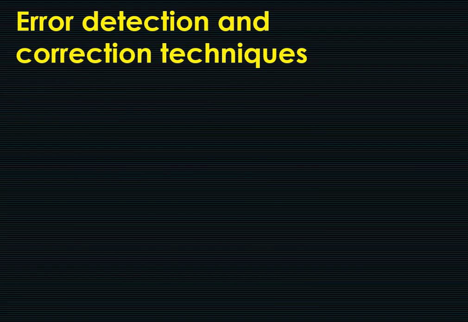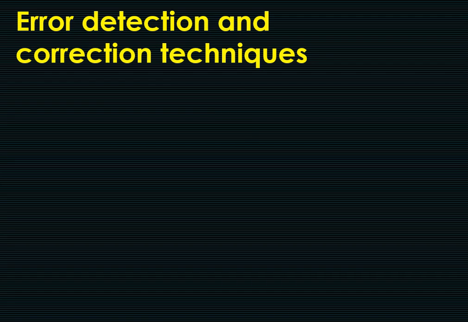Hello students, welcome back. Next, the third design issue of the data link layer is the error detection and correction technique. So far we have discussed what error detection and error correction are. Now let us see the different types of error detection and error correction techniques.